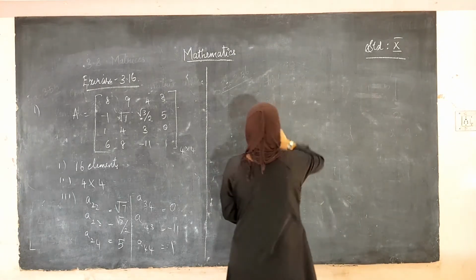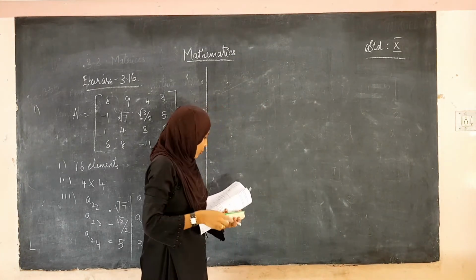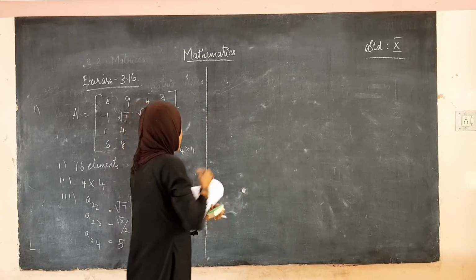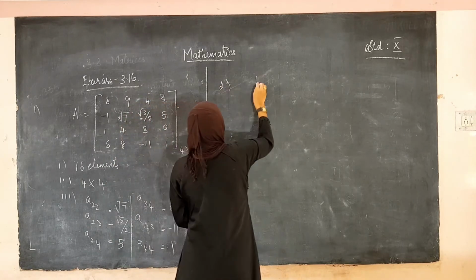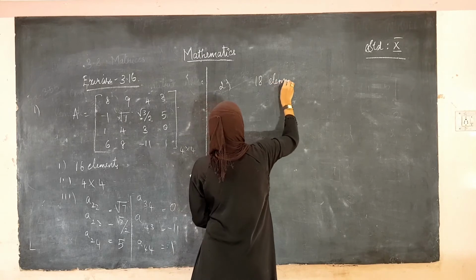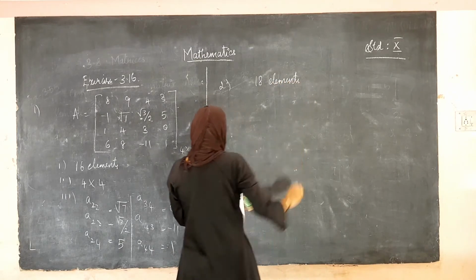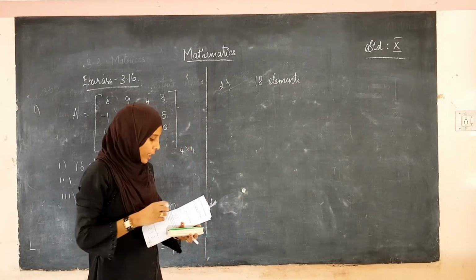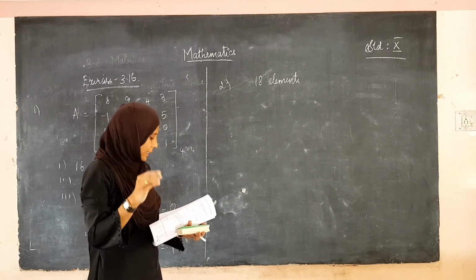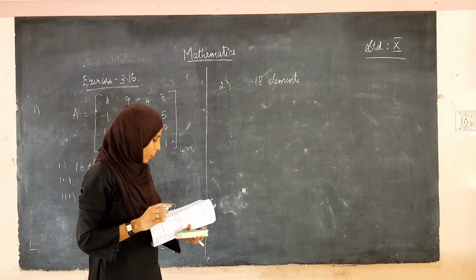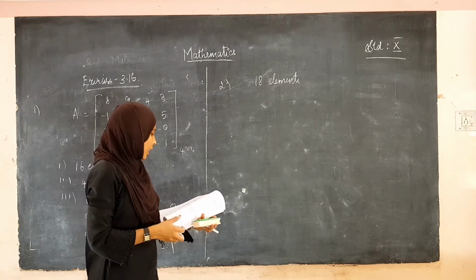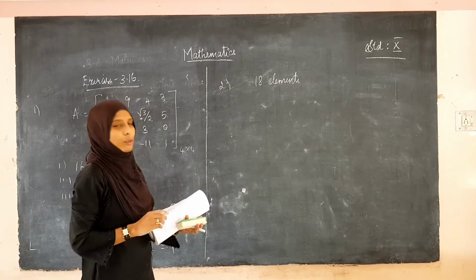What's the second question they have given? If a matrix has 18 elements, second question. So, the matrix is having 18 elements. If the matrix has 18 elements, what are the possible orders it can take? What if it has 6 elements? Okay, what are the possible orders it can take for 18 elements, and also we have to take for 6 elements.